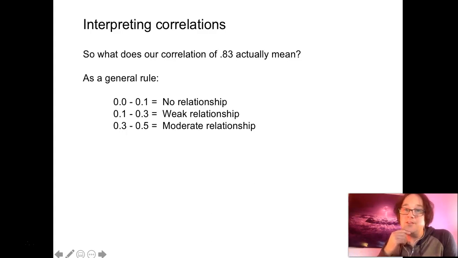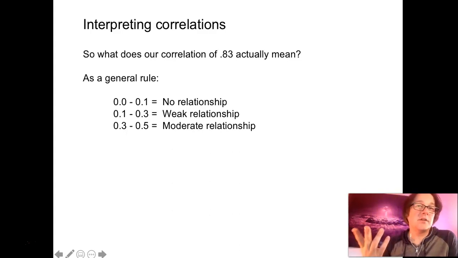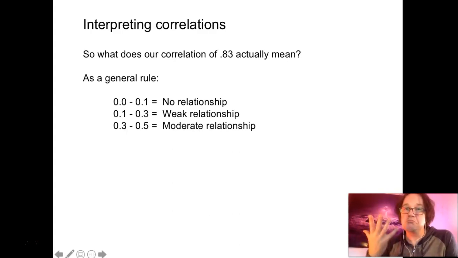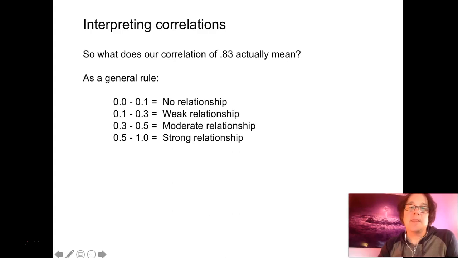0.3 to 0.5 or 0.4 to 0.6 is considered a moderate relationship, so pretty decent, not a bad relationship in terms of its strength. And a 0.5 to 1 or a 0.6 to 1 is considered to be a strong relationship.